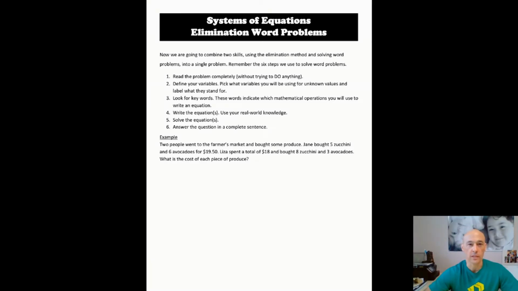Systems of equations, elimination word problems. Now we're going to combine two skills, using the elimination method and solving word problems into a single problem. Remember the 6 steps we use to solve word problems. I'm not going to read those now, but we will use them as we go through this problem together.